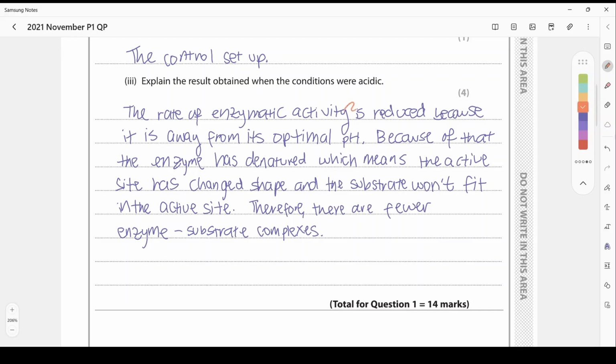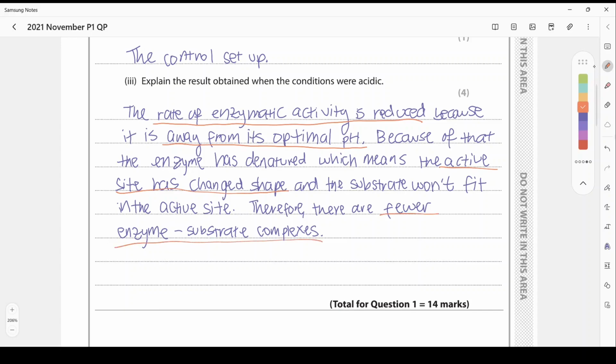1 mark for reduced enzymatic activity, another mark for not at its optimal pH. A third mark is active site has changed shape. And then fourth mark is fewer enzyme substrate complexes.